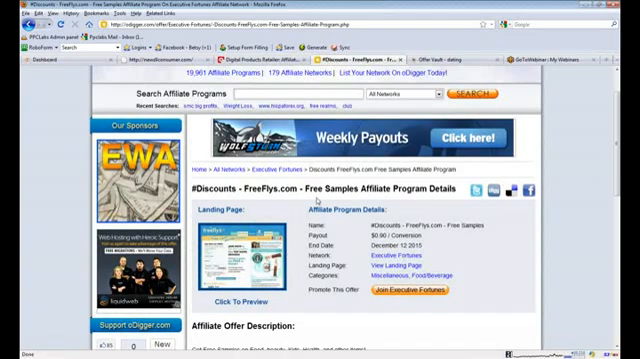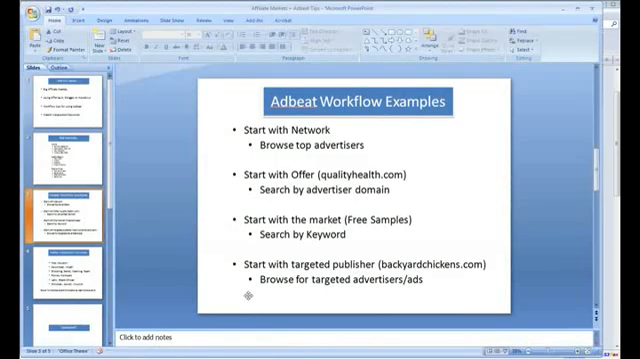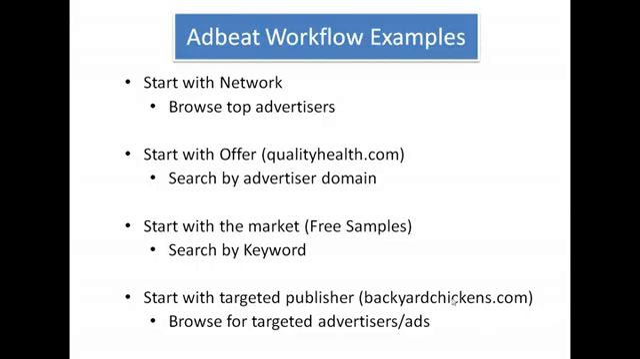So that's how you would understand more about what's going on in a market once you know the market is there, by doing some keyword search and browsing through the advertisers and then going back and forth between some of these other services that I'm showing you. All right. Okay. Let's go back here.